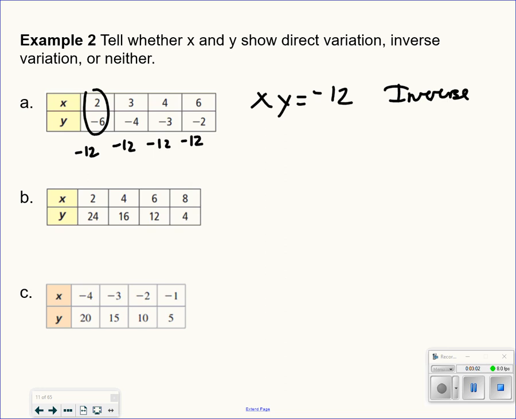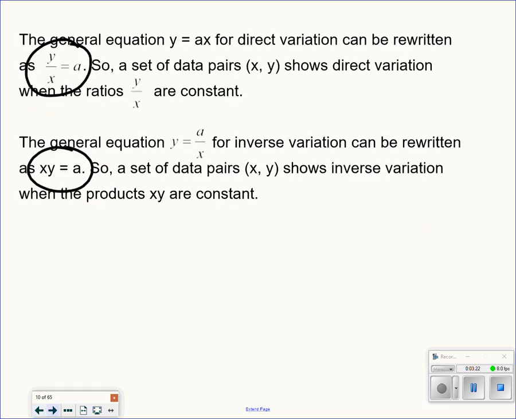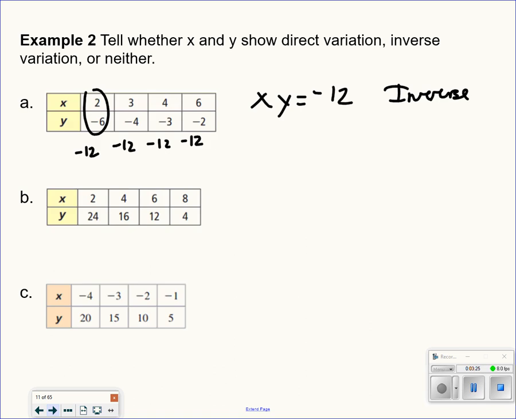Now, if I multiply, 2 times 24 is 48, 4 times 16 is 64. So it's not multiplying together. What if I took y divided by x? Going back to the previous slides, I'm looking for either y divided by x or x times y equals a constant. If I multiplied, I get 48, 64, 72, and 32. So it's definitely not x times y. Dividing, y divided by x is 12.